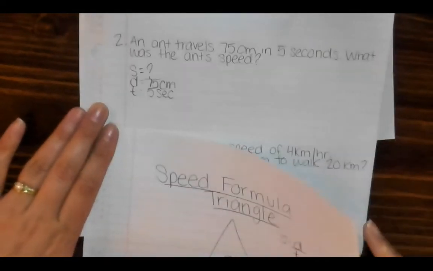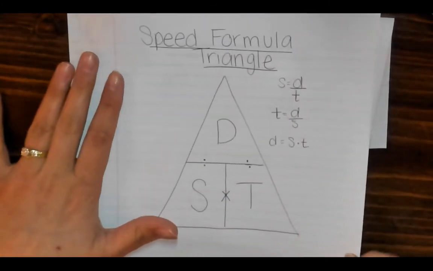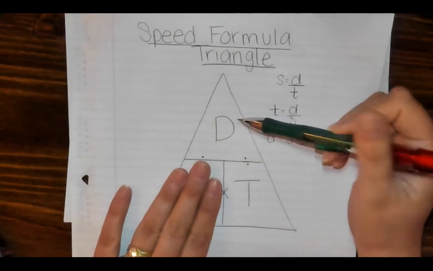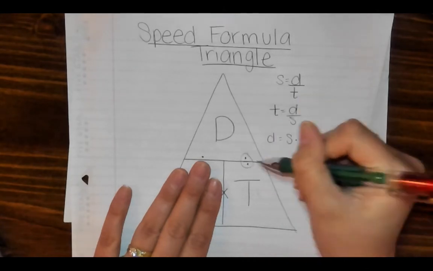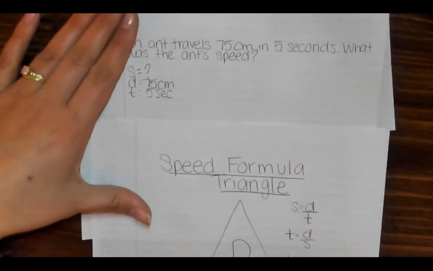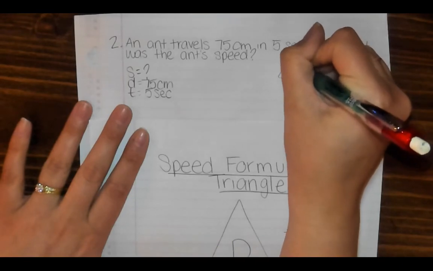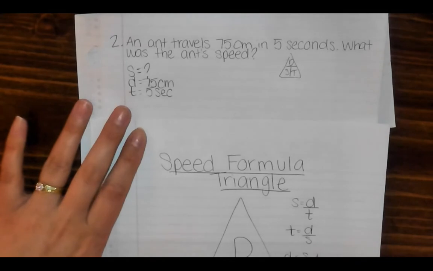Let's go back to our triangle. Now we're looking for speed. So when we go to our triangle, we're going to cover up whatever we're looking for, and what we're left with is distance over time. Because one is over the other, that means we are going to divide. So we're going to put D on top and T on the bottom. Again, you can go ahead and draw that triangle right here. It's super easy. D, S, T. Okay? Just as an easy reminder.